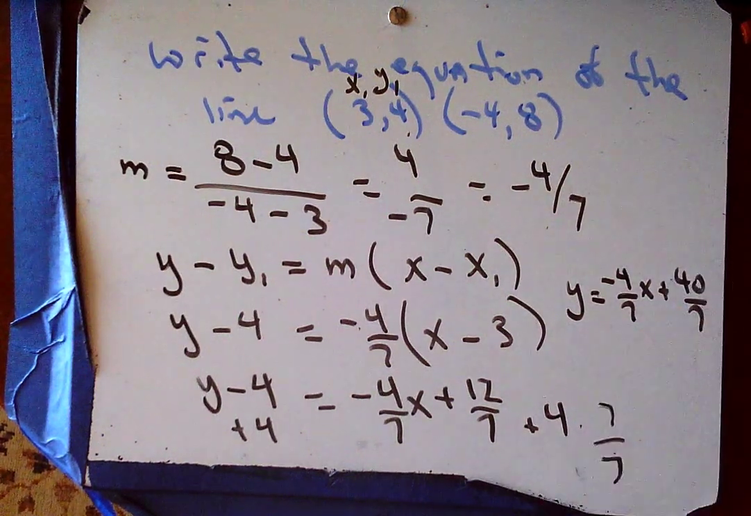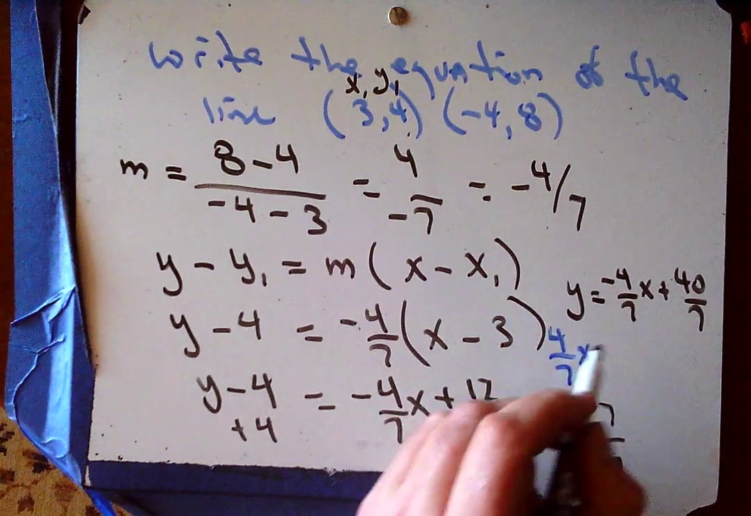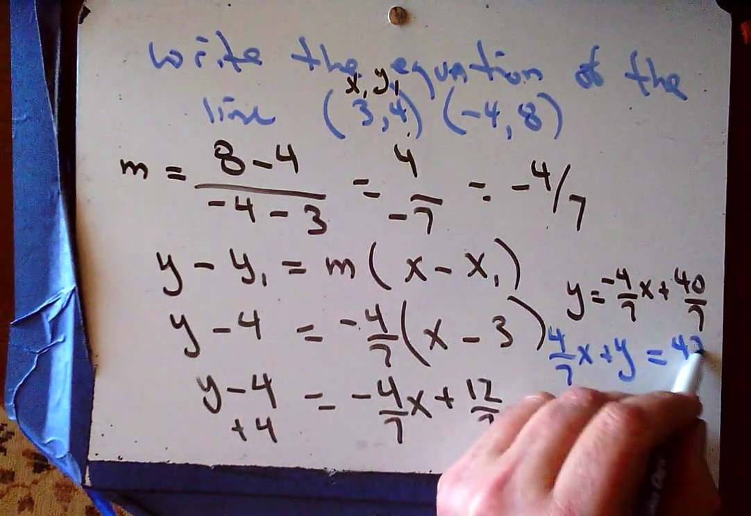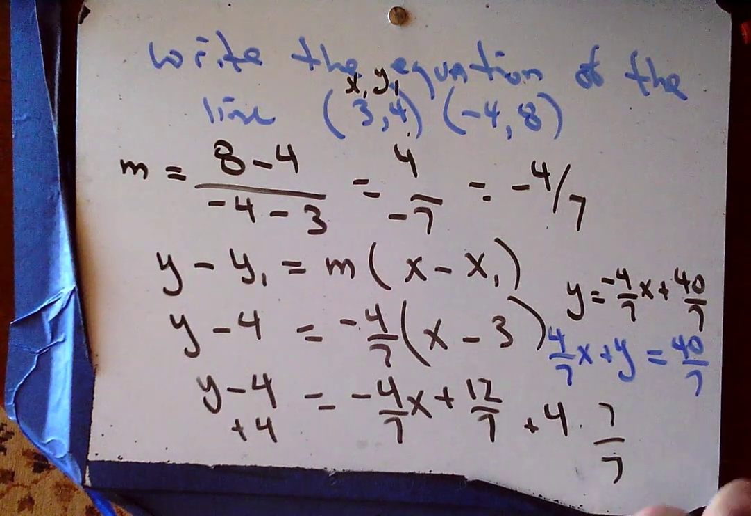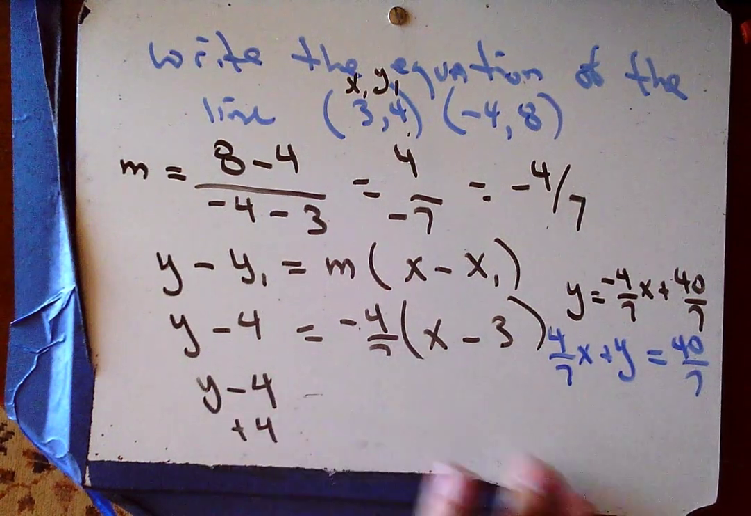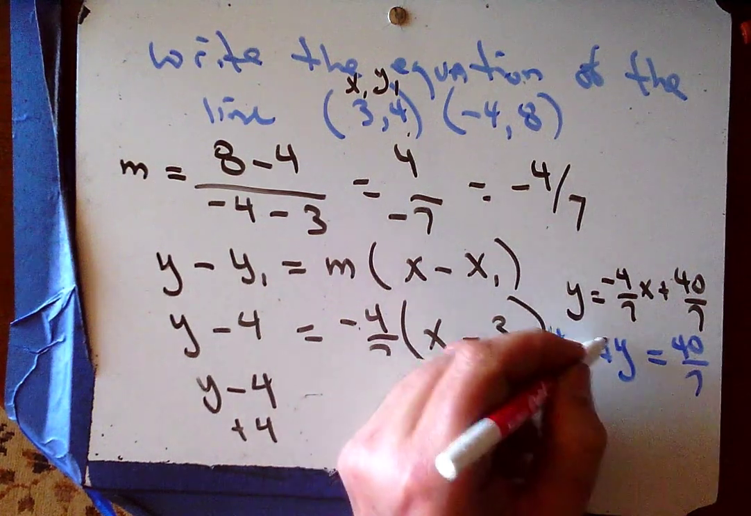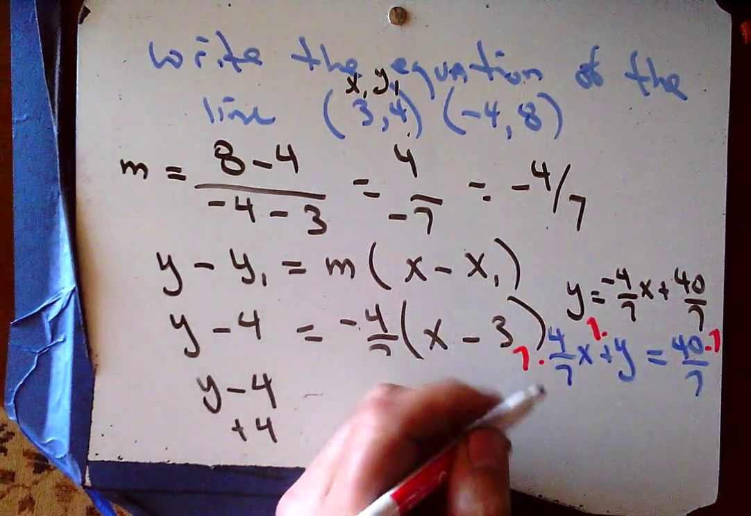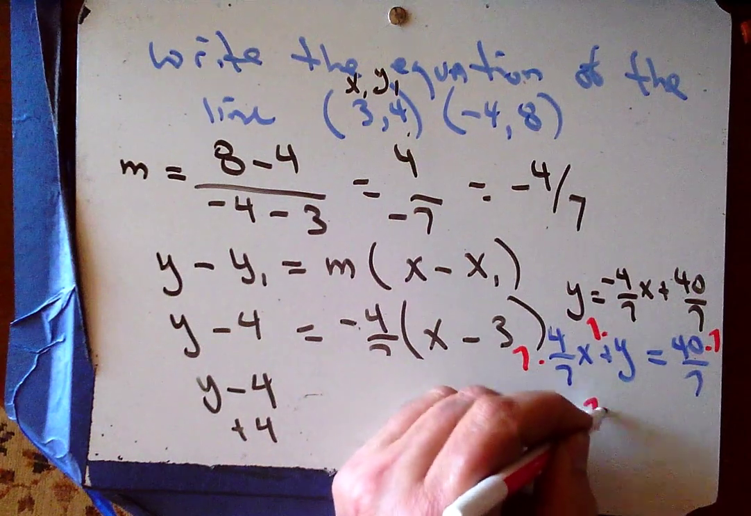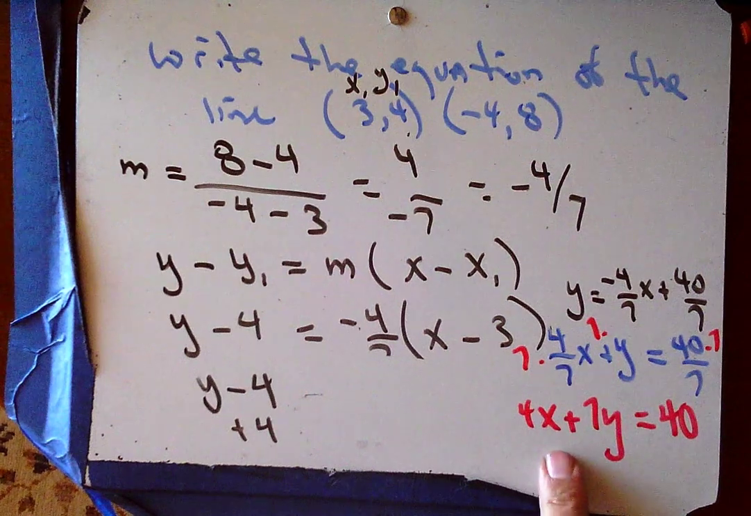If you needed to write that in standard form, remember, we need the x's and y's on the same side. 4 sevenths x plus y equals 40 sevenths. It's okay not to multiply everywhere by 7. I'm fine with this being standard form. If you did, however, want to do old school standard form, you'd multiply everywhere by 7. And so you'd end up with 4x plus 7y equals 40. And you know, the reason old school liked this so much is because they don't have to look at any fractions. Ew, fractions. No fractions here.